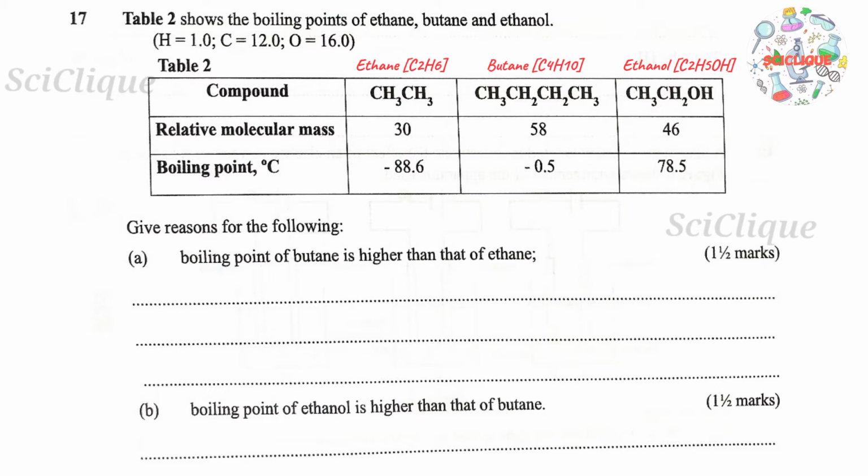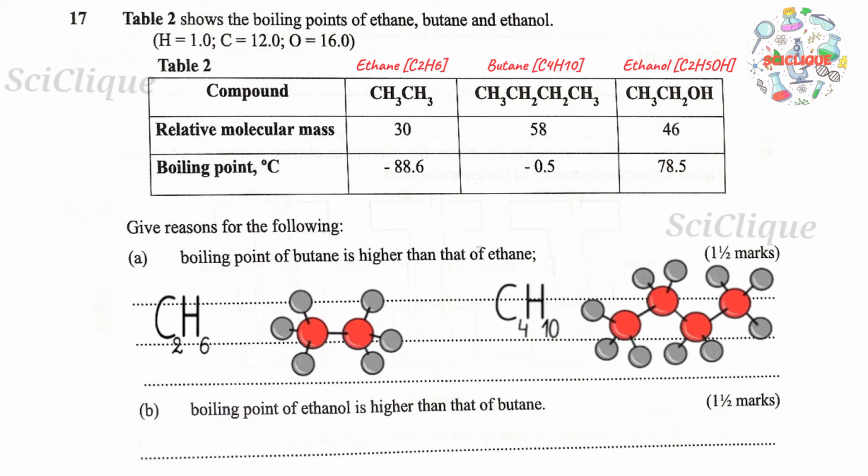Now the last one is ethanol. The first two belong to the same homologous series, and that is alkane, while the last one, ethanol, is an alkanol. Now let's go to the questions. Give reasons for the following. Part A, boiling point of butane is higher than that of ethane. Now we have butane and ethane, and as stated before, these belong to the same homologous series, alkanes. So they are going to have the same type of bonds.